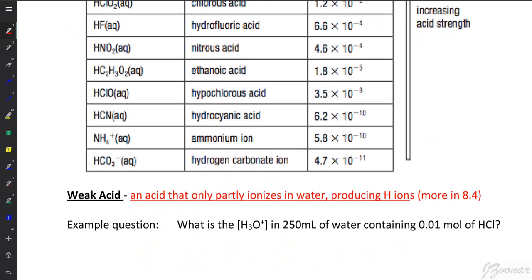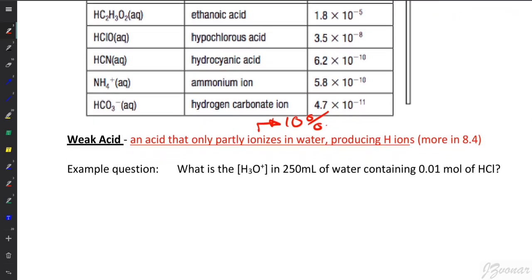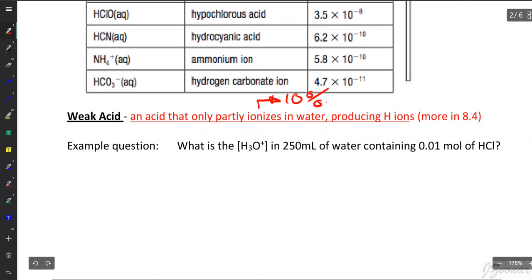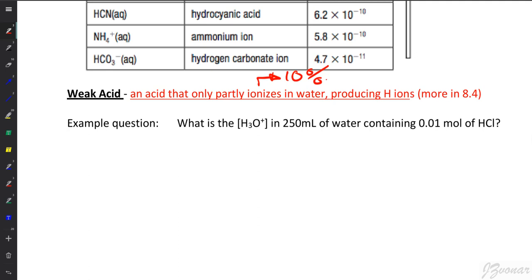Now a weak acid will only partially ionize in water. We usually say about 10%, so usually the number here is 10% of how much of it will be found in solution. We're going to learn to look at these particular reactions in the next section, in 8.4. So let's look at a typical question with respect to concentration of strong acids.